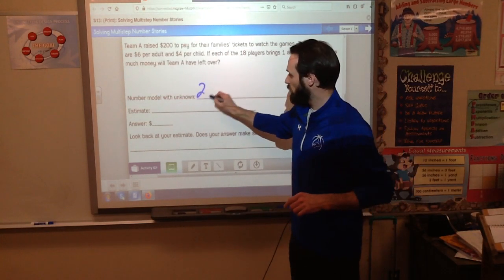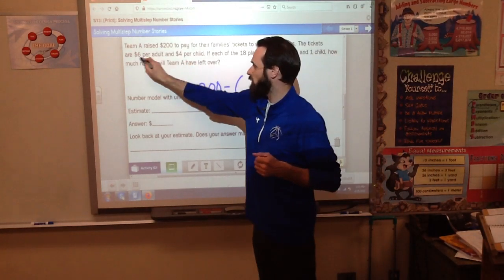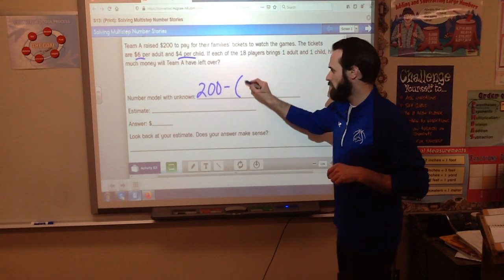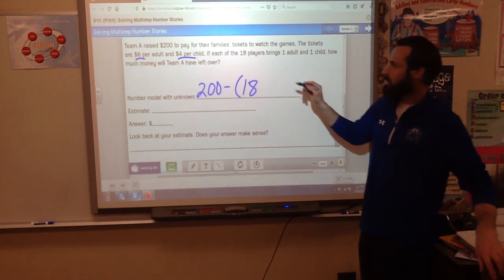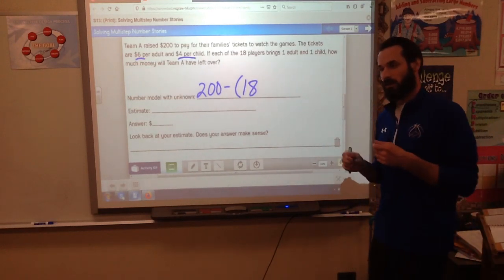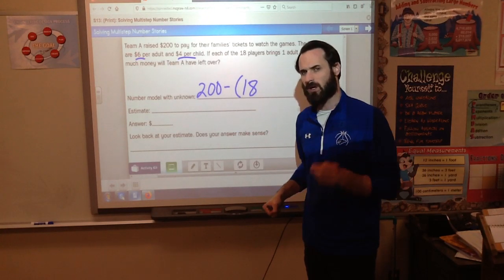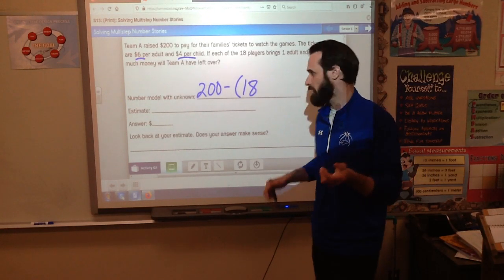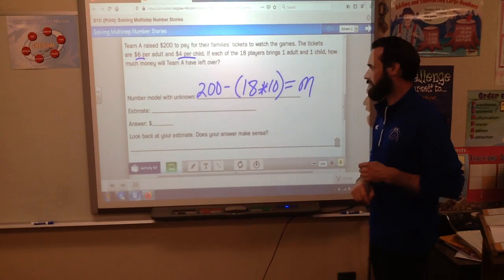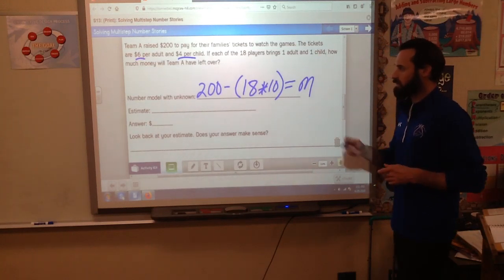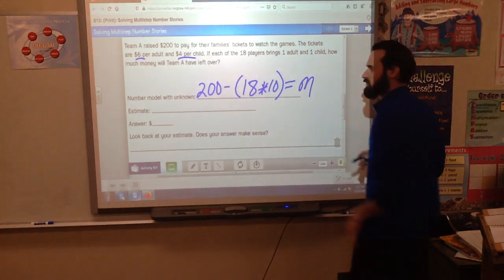Another way you could do it, we know we got to figure out how much is left from the 200. Well, if it costs $6 per an adult and $4 for a child, there's 18 total people there. And an adult plus a child is how much, if I'm walking in with my daughter and it's $6 for me and $4 for her, how much money would I need? $10. So you could just do 18 times 10. And that will also equal your money. So go ahead and start with that. You do what's in parentheses first. Do 18 times 10, then take 200 and subtract that.